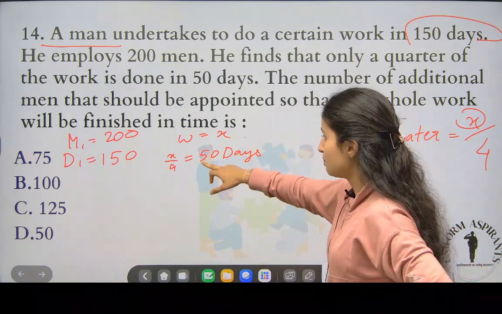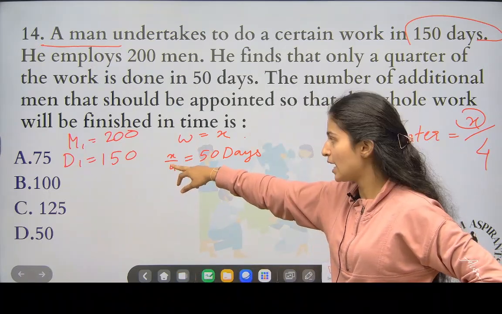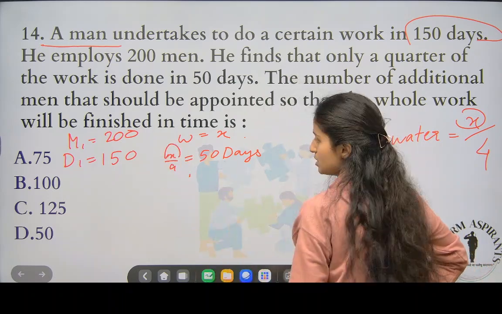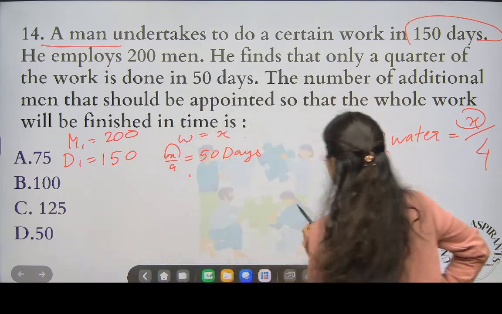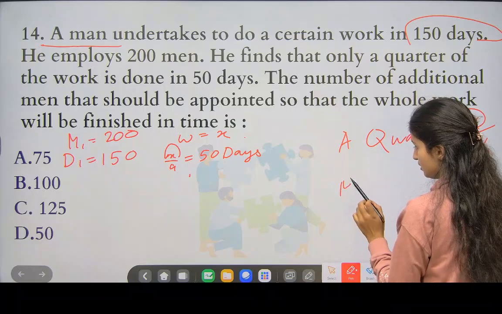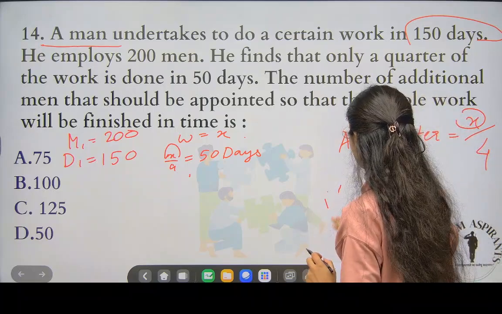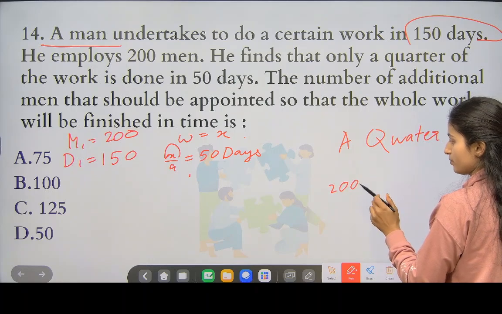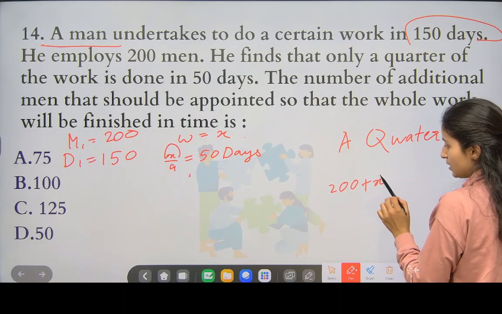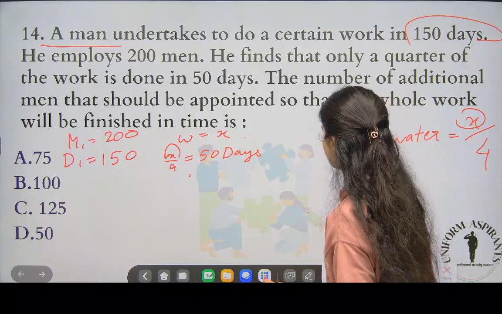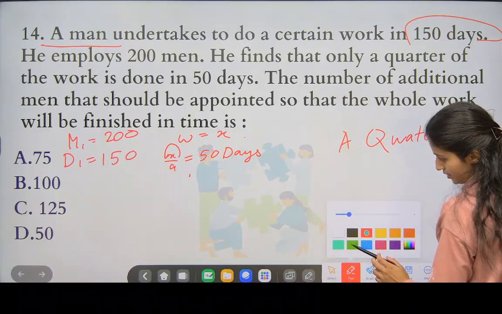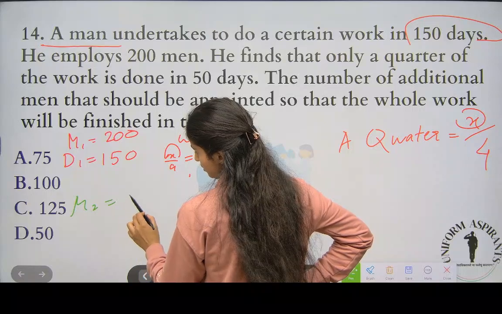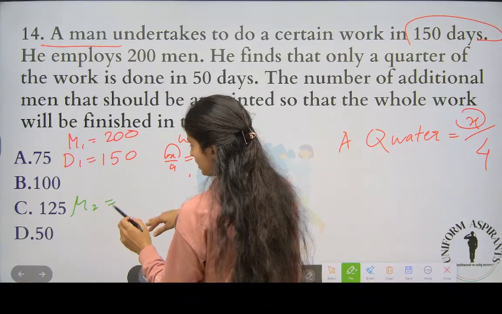Okay, these people only completed x by 4 work. X I have considered as work, means only the fourth quarter of work. Now see here, how many people are needed? So 200 plus x people, I can write here like this. See, I'll change the color and write this. How many people are needed? M2. Otherwise M2 is question mark.